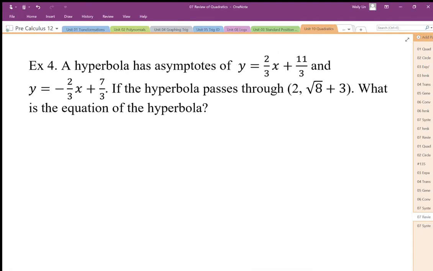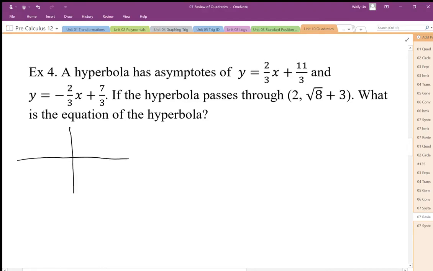So looking at this next problem here, we've been given the asymptotes and a point, and we need to figure out the equation of the hyperbola. So let's just sketch what this diagram looks like. We have a slope of 2/3 and a y-intercept of about 3. Then we have a slope of negative 2/3 and a y-intercept of just over 2. So it's going to look like that.